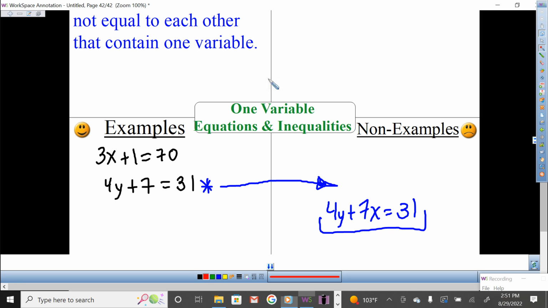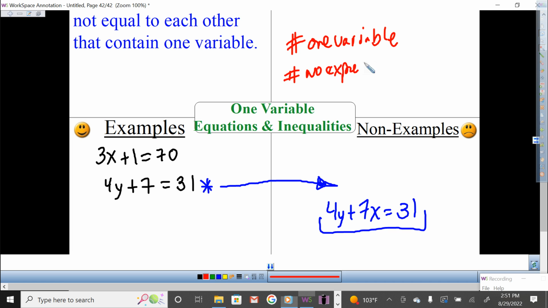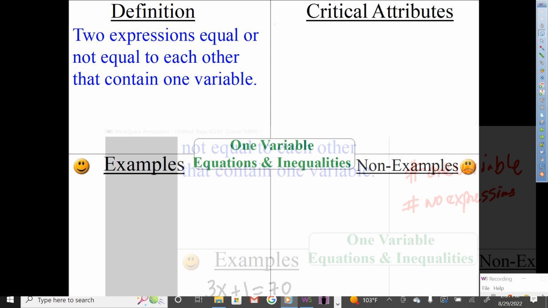All right, so if we were to take a picture of this, send it in our Instagram. What makes a one variable equation? One variable equation, hashtag what? One variable, that is correct. And also I would add hashtag no expressions, and so on and so forth. Okay? Yes, Mr. Q. So, somebody like, Mr. Q, we're in high school, okay? Yes, Mr. Q. All right, good.